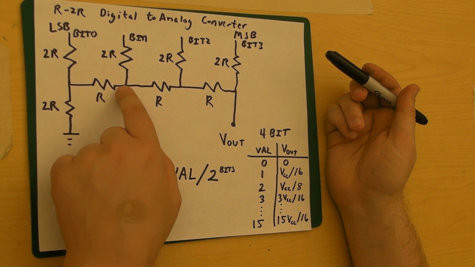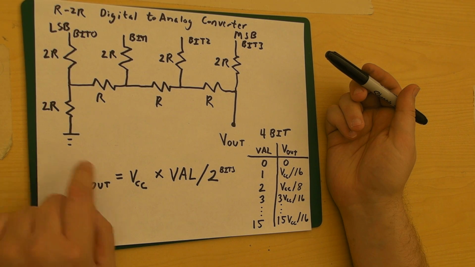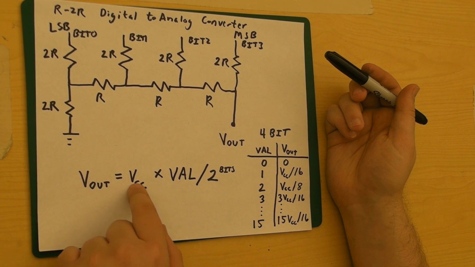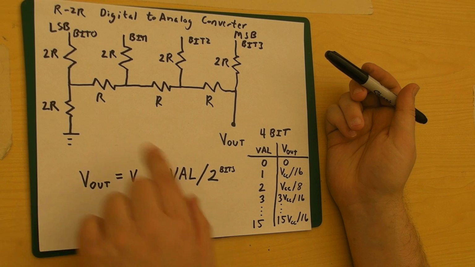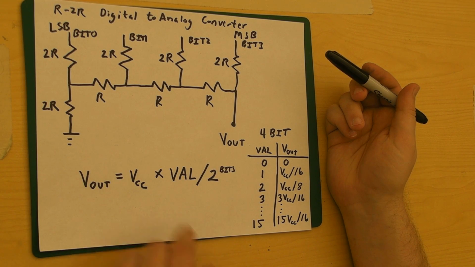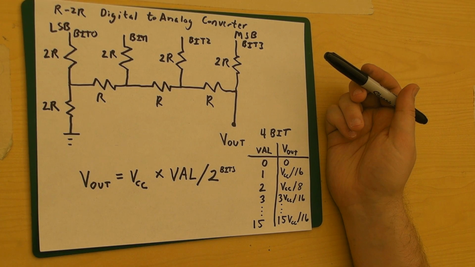A value of 2, bit 1 here is set, and looking at the formula, we have VCC times 2 over 16, or VCC over 8. You can keep on doing this the whole way up the table. The highest voltage you're going to get is when all the bits are set, in this case a digital value of 15, and you're going to get 15 times VCC over 16, as we saw here.